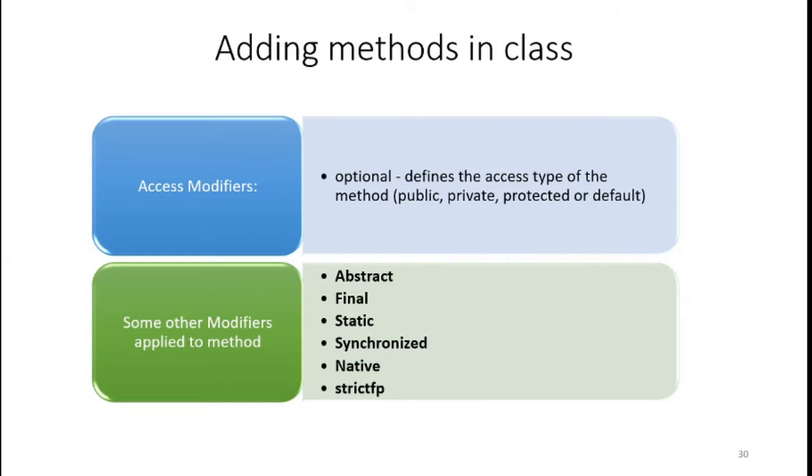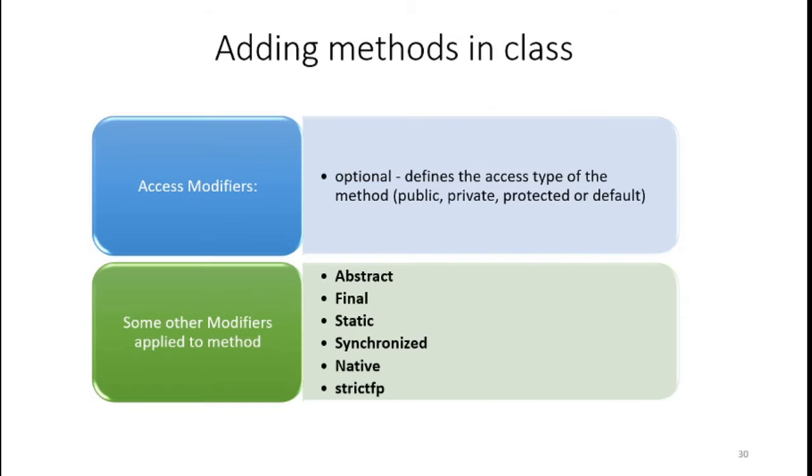An abstract method is a method whose body has not been defined. A subclass is then responsible for providing the body of this method. A final method cannot be overridden in the subclass. That means in inheritance, if you don't want to allow overriding of the method, then you can make use of the final keyword for that method.